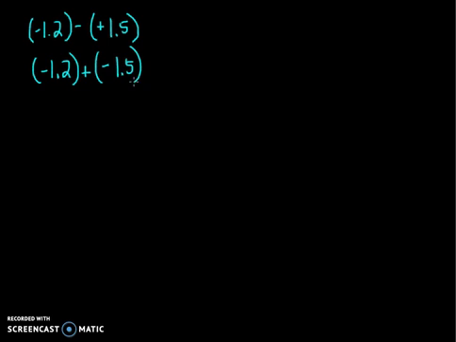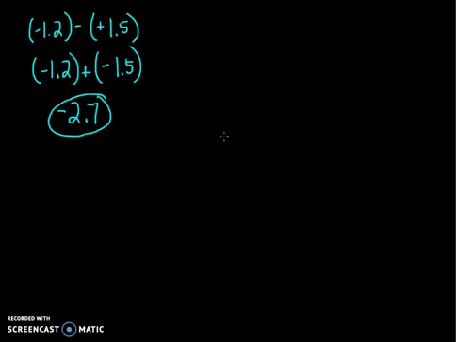Okay, let's work with decimals here. If we have negative 1.2 minus a positive 1.5, we're going to change that from minus to addition. So we have to change this to a negative 1.5. Well, this is really easy because we have a negative plus a negative. So this ends up being negative 2.7. All right, so addition is a lot easier than the subtraction.